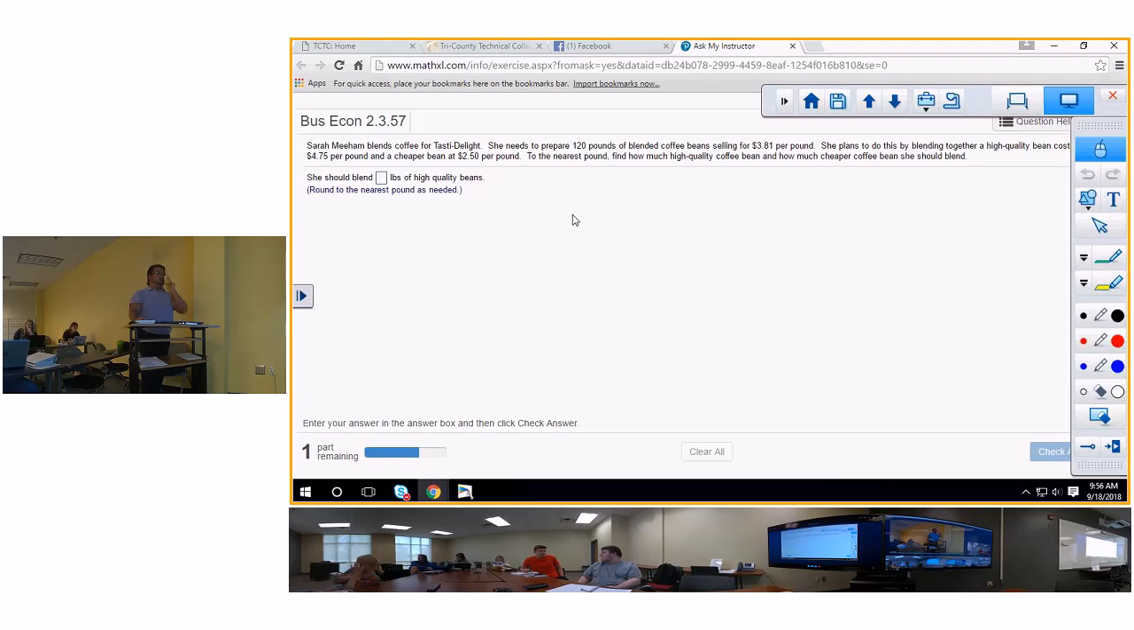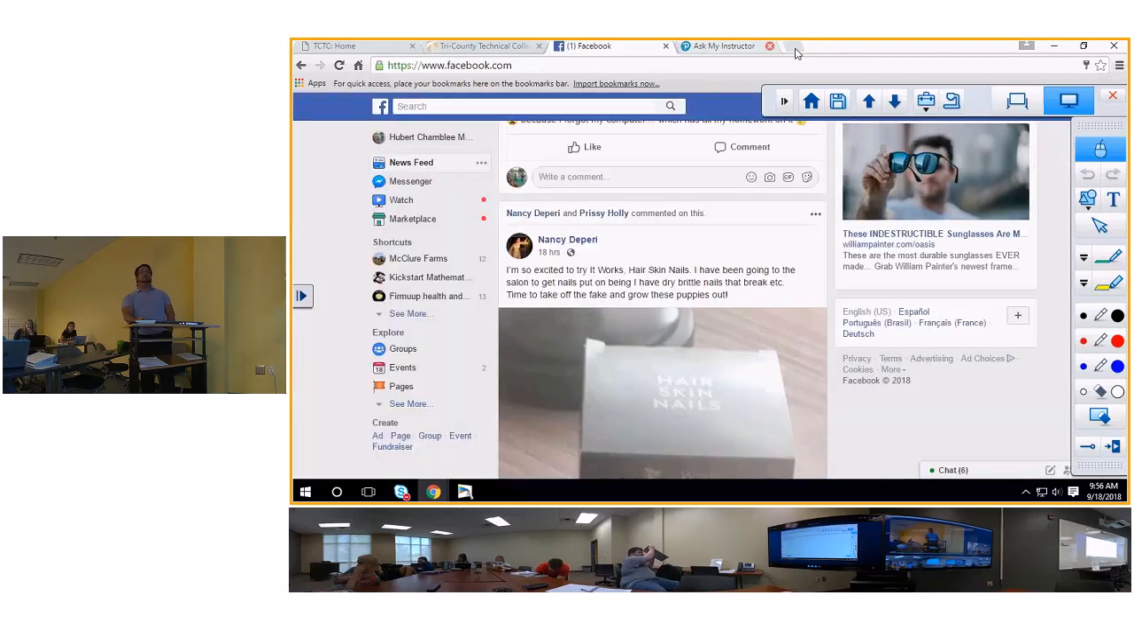Sarah Meehan blends coffee for Taste Delight. She needs to prepare 120 pounds of blended coffee. Okay, I think I know. This is solving systems of equations. So somebody look up the outline for me. I have them out. We're going to need to go over solving systems of equations because that's what this is about, and we haven't covered that yet.